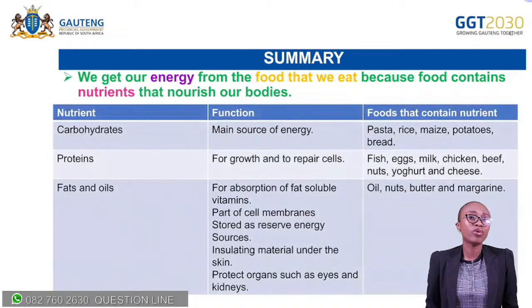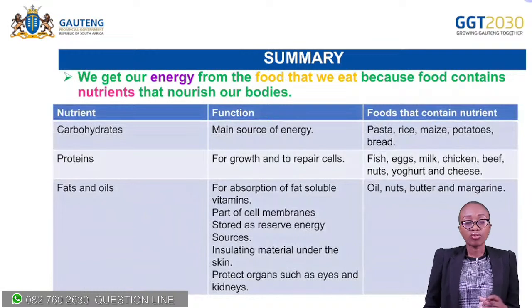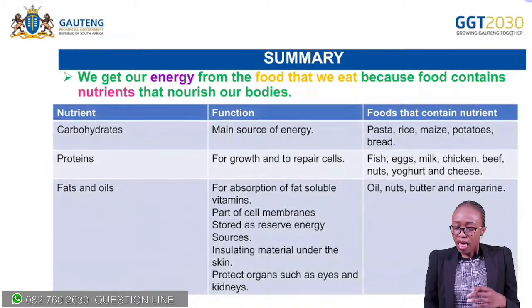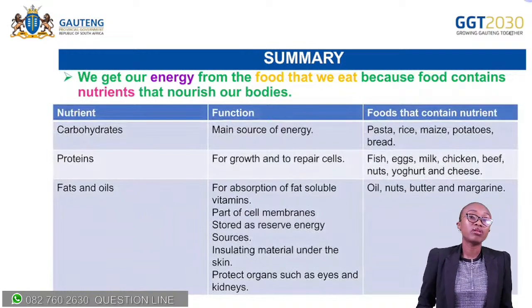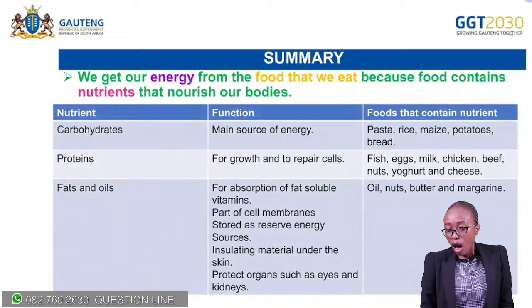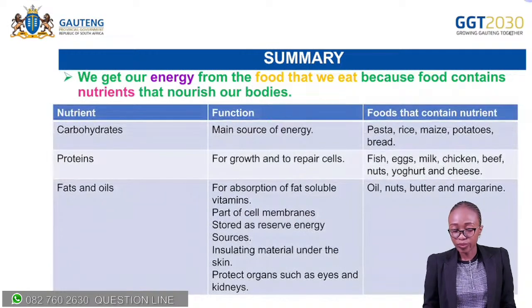So where can we access carbohydrates? From pasta, that's your macaroni, your spaghetti, you can get carbohydrates from there. Your rice, maize. Remember, Mealie Meal is from maize, so you get your carbohydrates from pap, potatoes, and bread. So you get your good supply of carbohydrates from these foods.